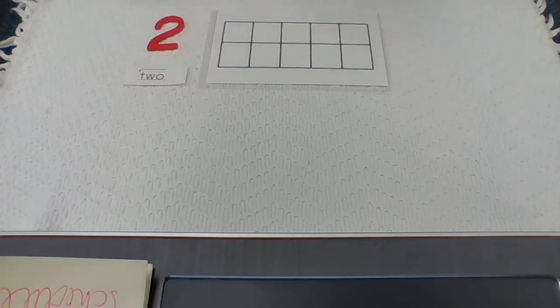Now, the 10 frame, remember, has 10 squares, 5 on the top and 5 on the bottom. We are going to fill in 2 squares with our beans. 1, 2. 2 squares. And we're going to put them right next to each other. And then visually you can see that you only have 3 left in 5. But then we have 1, 2, 3, 4, 5, 6, 7, 8 left that don't have a bean. 2.